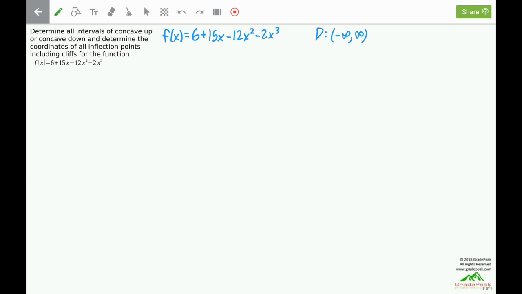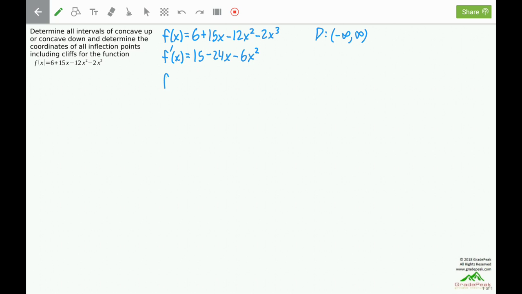We need the second derivative for this. We will start with the first derivative. f prime of x equals, first term is a constant with no x, derivative is 0. Second term is a constant with the x, derivative is the constant. Third term is power rule, bring down the power, multiply with the negative 12, subtract 1 from it. Fourth term is power rule, bring down the power, multiply with the negative 2, and subtract 1 from it.